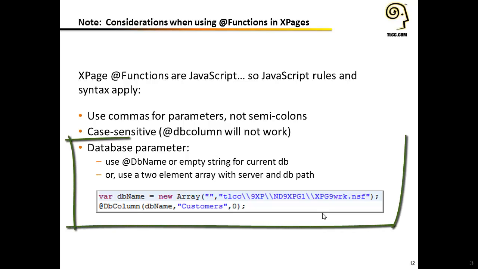And the last one is the database parameter for your DB columns and your DB lookups. So you can either use @dbName or an empty string to indicate the current database, or you can pass a 2-element array indicating the server and the DB path.